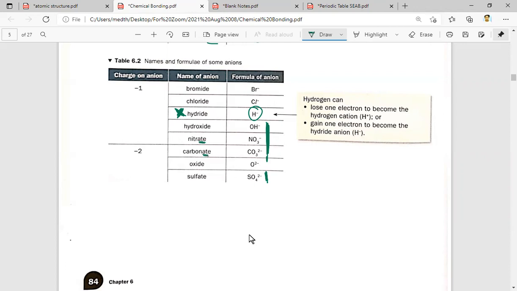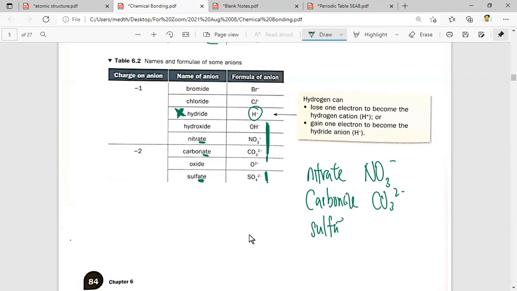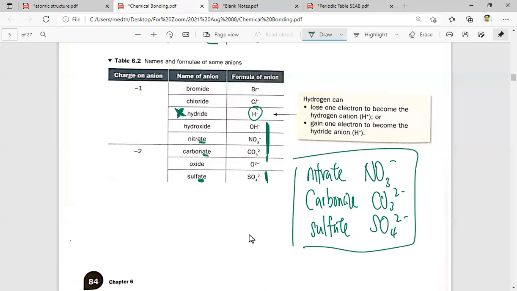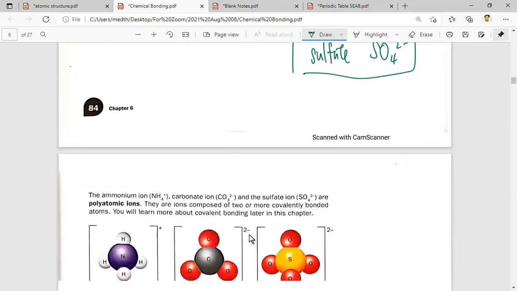Okay, once you see ATE, remember I told you before, it means that they must have oxygen within them. So these few you must get familiar with: nitrate, which is your NO3 minus, carbonate, which is CO3 2 minus. The last one is your sulfate, SO4 2 minus. Okay, this one will really come in very handy, especially when you go up to Sec 3. So for now, just know them, okay? But when you go to Sec 3, you must be very, very familiar with them.